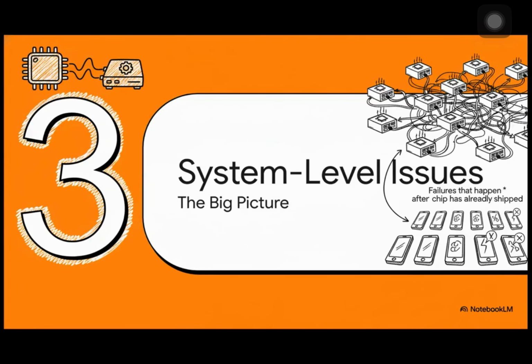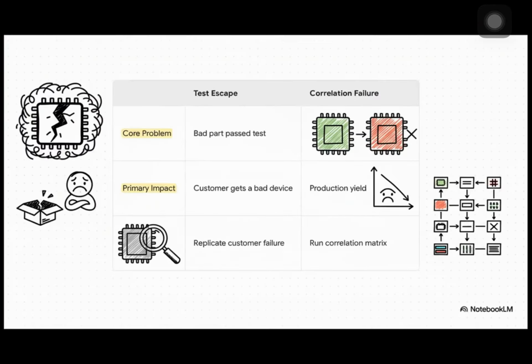Okay, let's zoom out a bit. So far, we've been talking about debugging one device on one tester. But in the real world of high-volume manufacturing, you're managing a whole fleet of testers. And sometimes, you have to deal with failures that happen after the chip has already shipped to a customer. So here are two huge system-level problems you'll face.